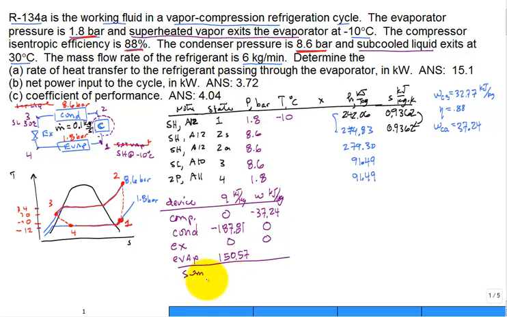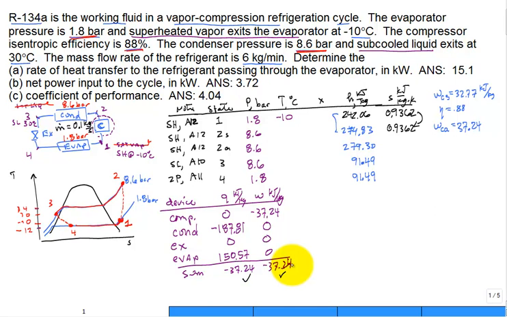You do a sum of the Q's to get the Q net for that device or that cycle, and it comes in at negative 37.24. You do a sum of the works. There's only one work. It's negative 37.24. They are consistent, and so that's great. They're both equal.